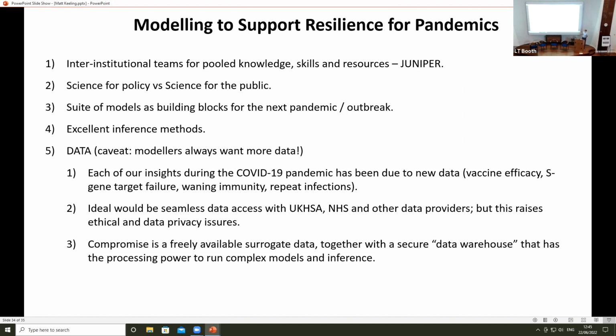But I think each of our insights during COVID-19 has really been due to new data becoming available. Things like vaccine efficacy, S-gene target failure, waning immunity, repeat infections, all these things that we've learned about come from the data. And in an ideal world, we would have seamless access with things like UKHSA, NHS, other data providers. So it'd be fantastic to have this in some sort of secure data warehouse where we can access this all and run more and more complicated simulations.